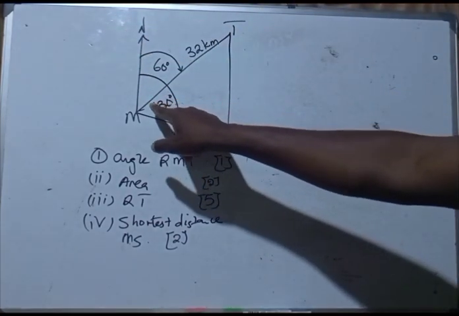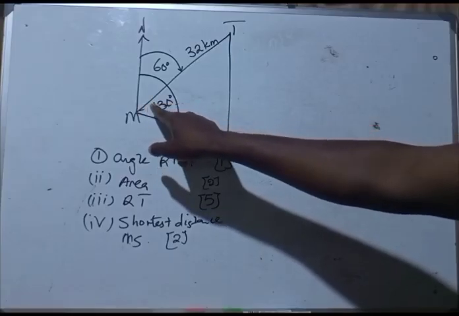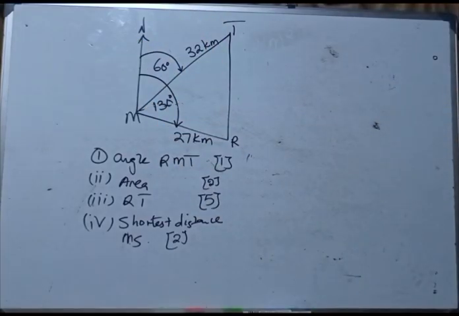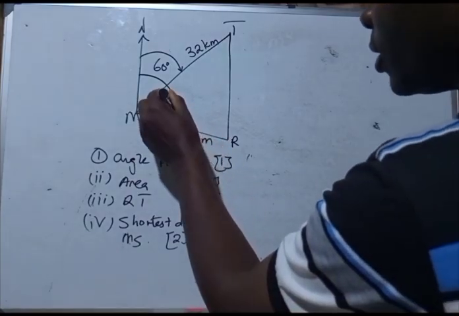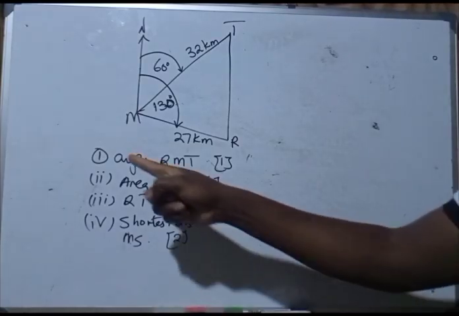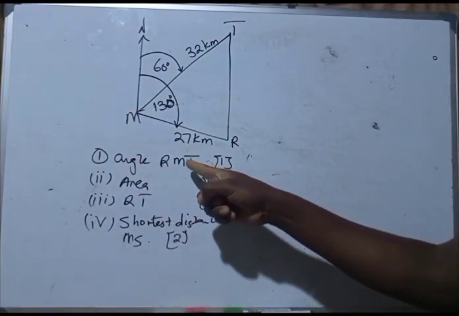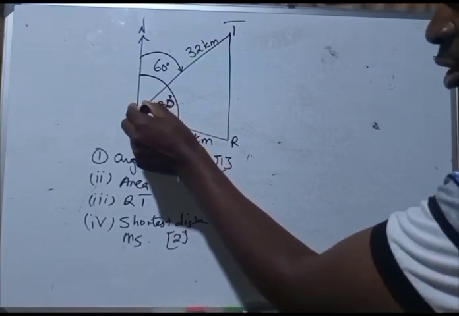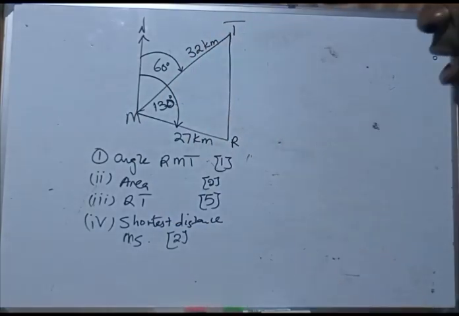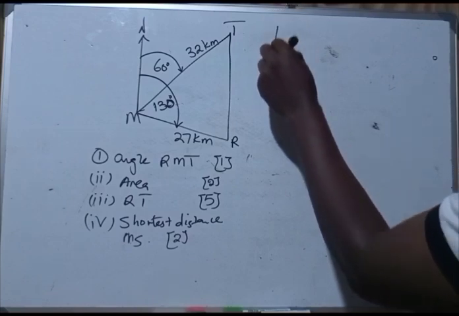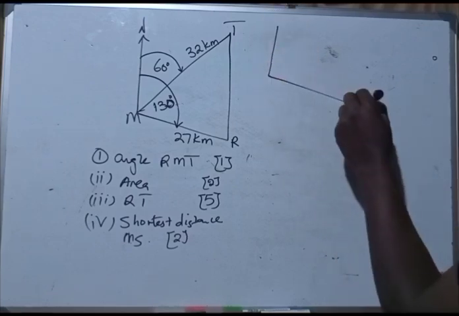The statement which was on top was talking about this information we are seeing on the diagram. So you bear with me. I did not write those statements, but you will still understand. The first question was saying calculate angle RMT. R is here, M is there, and T is there. So to calculate RMT, we have this.